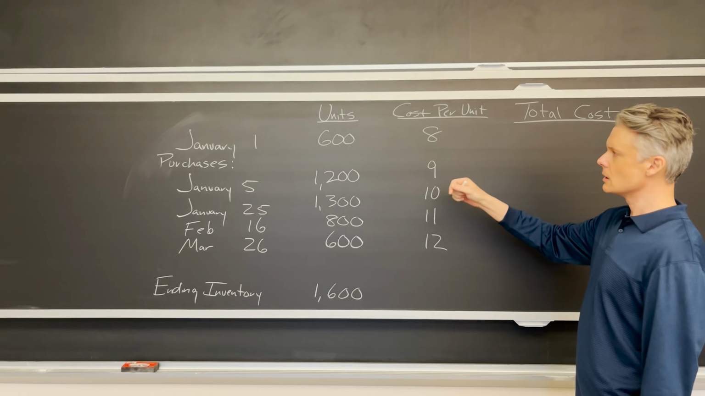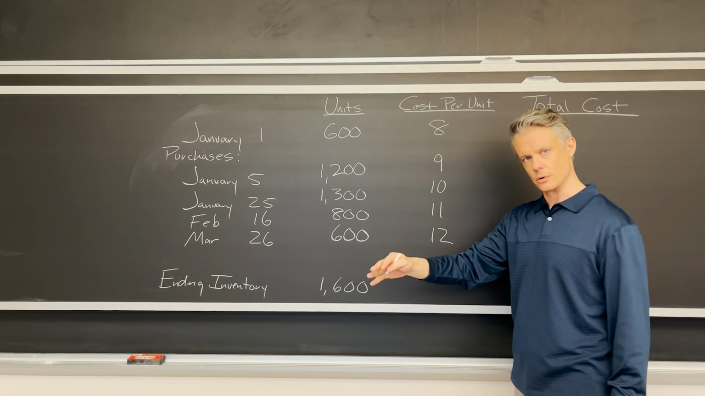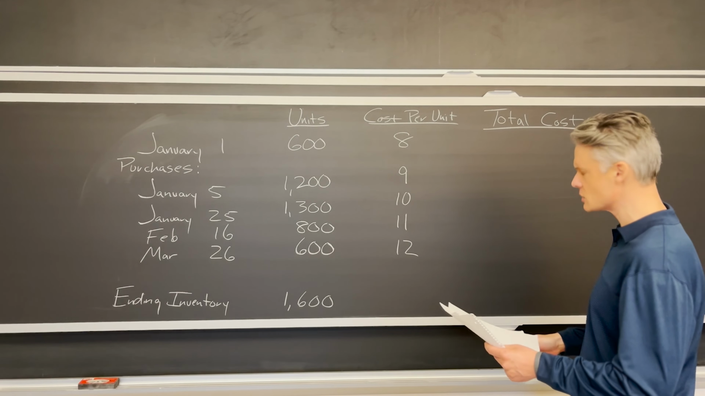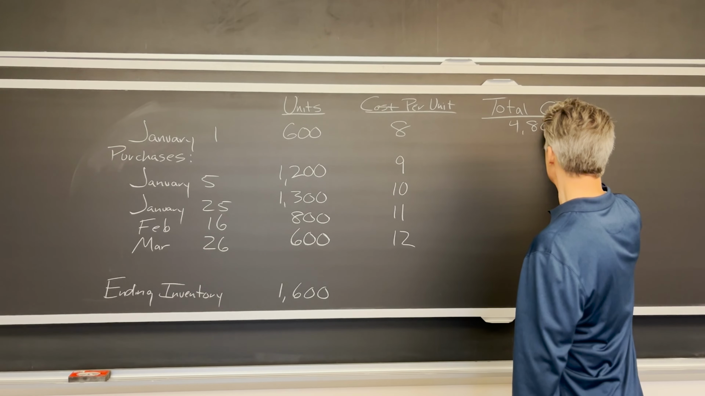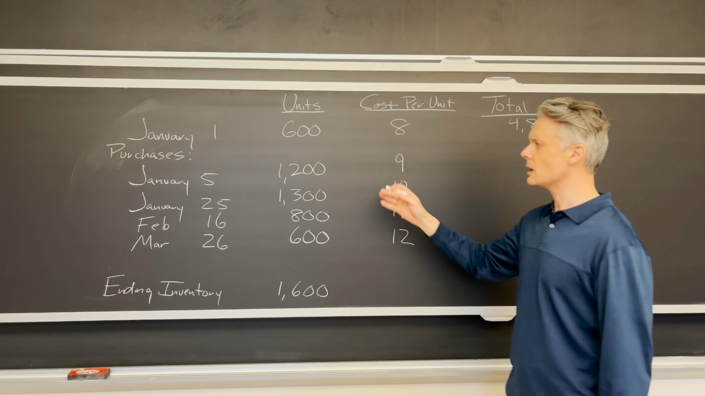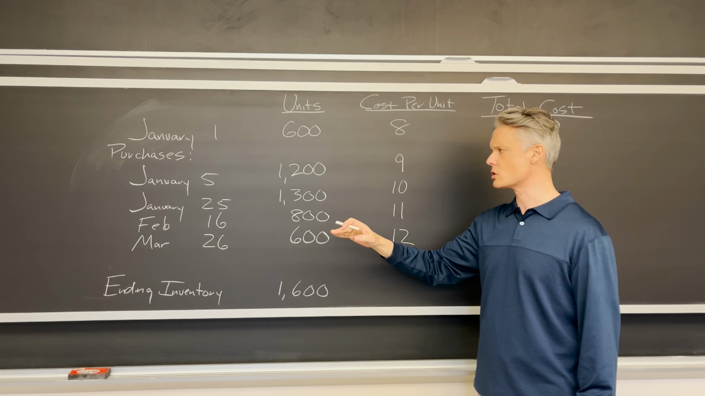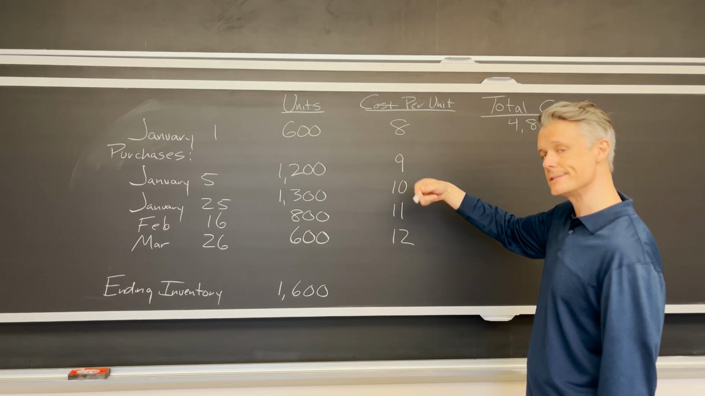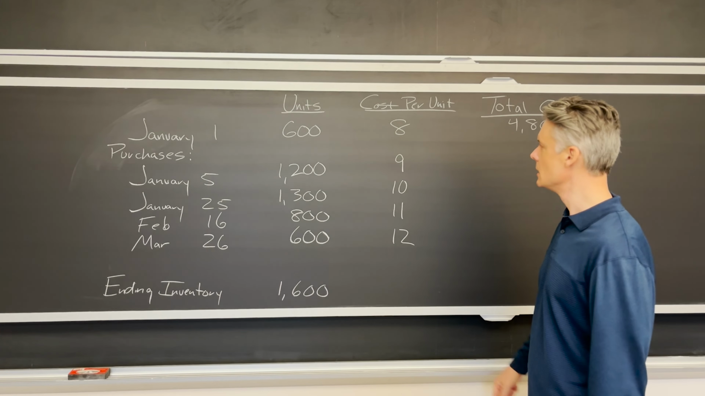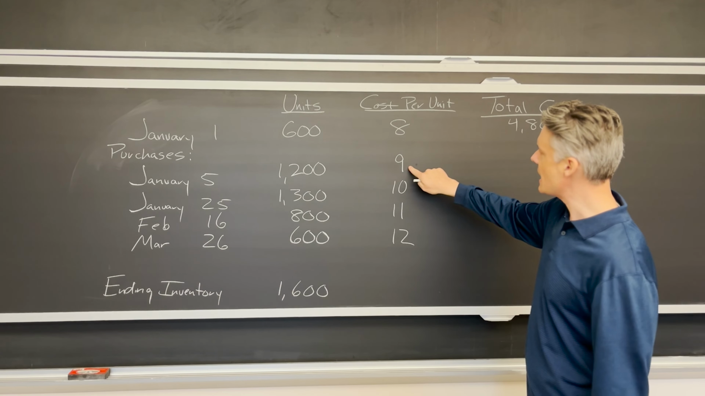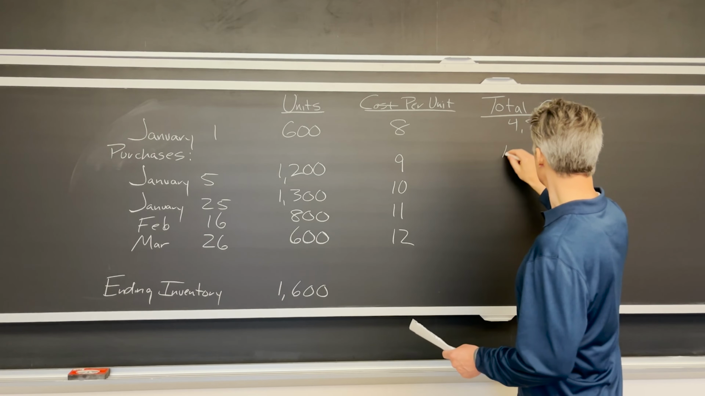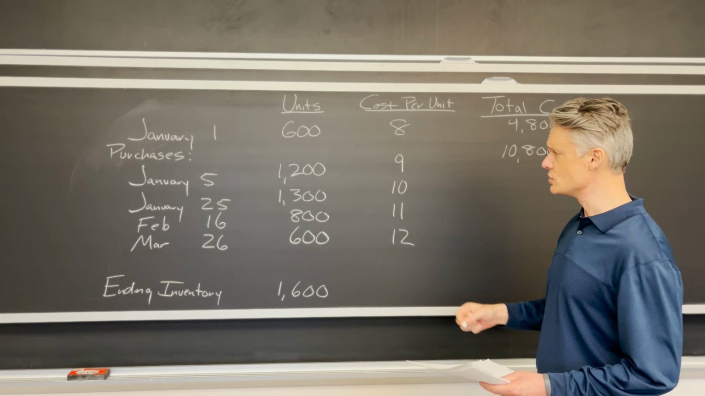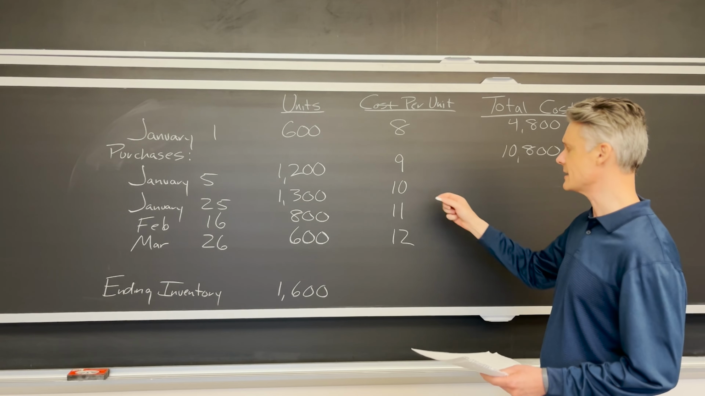The period we're going to be looking at is the first quarter, okay? So our beginning inventory is 600 units at $8 per unit. That's $4,800. We made a number of purchases throughout the first quarter. On January 5th, we purchased 1,200 units. Notice the prices are increasing as time transpires. This is $9 per unit, which comes to a purchase of $10,800. On January 25th, we purchased 1,300 units at $10 a piece.